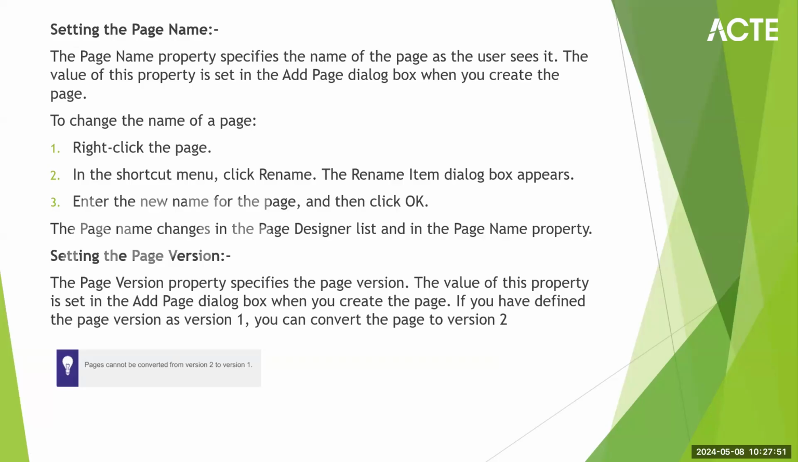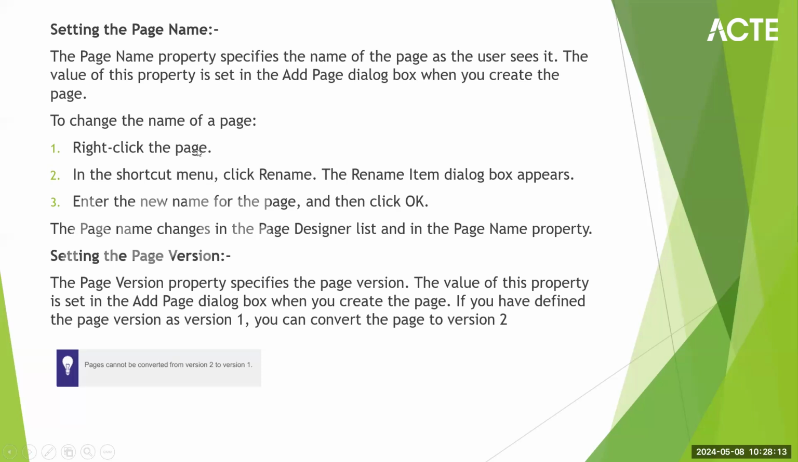Now, how do you set it? The page name property specifies the name of the page as the user sees it. The value of this property is set in the add page dialog box when you create the page. So while you're creating the particular page in the manuscript, you need to set the name then itself.